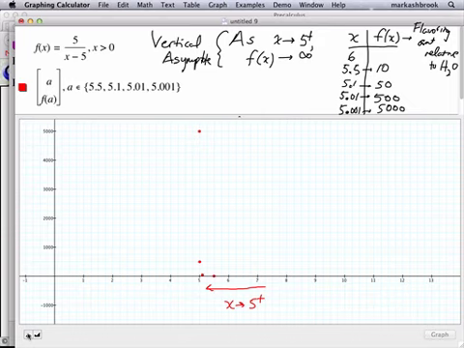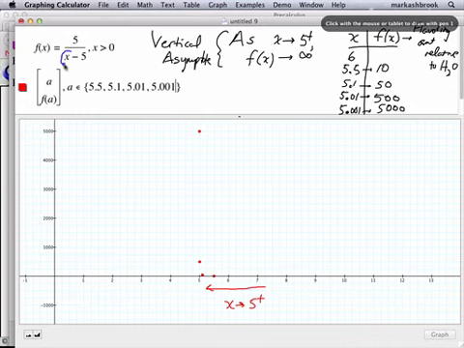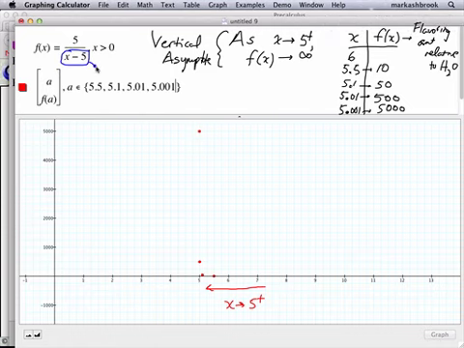So we're seeing the same behavior. And look at the root in the denominator. What is our root? x minus 5 equals 0, so positive 5 is the root. And if there's a root in the denominator, that's where a vertical asymptote occurs, and that's what we're seeing. So I can graph that.